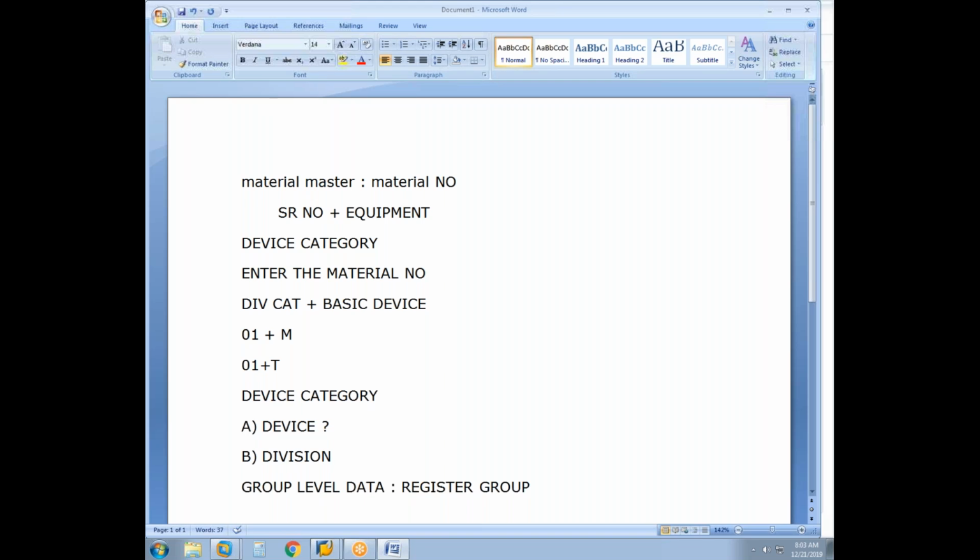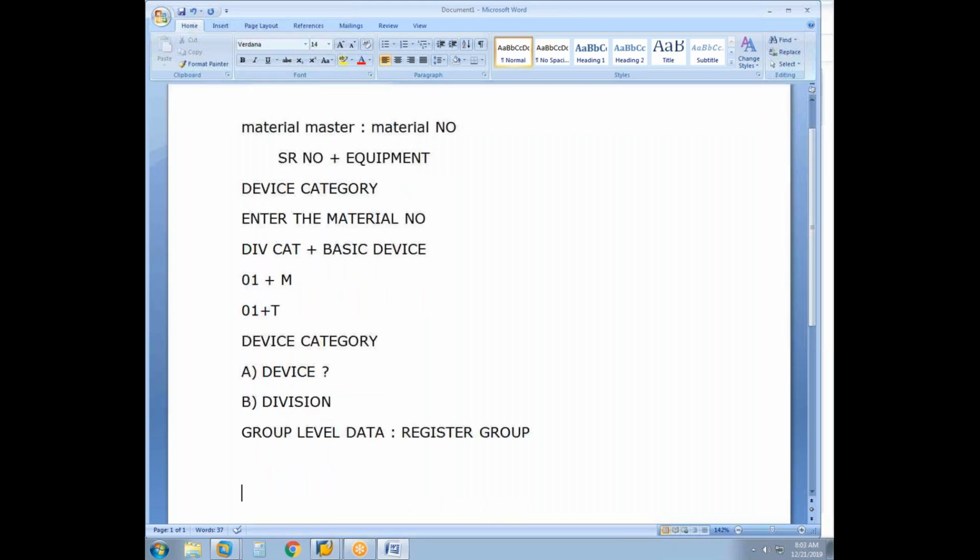So straight away, our dependency now is register group. Now, what is register group? Okay, register group contains information about one or more registers, one or more registers forming the device.